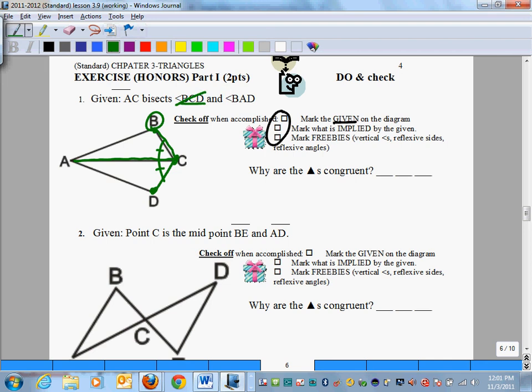Okay, I have three of you that are distracting your neighbor right now by talking to him. I need you to stop, please.